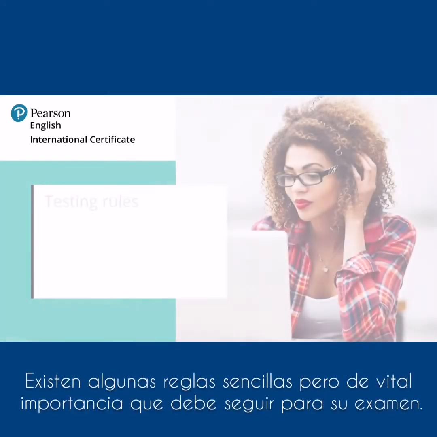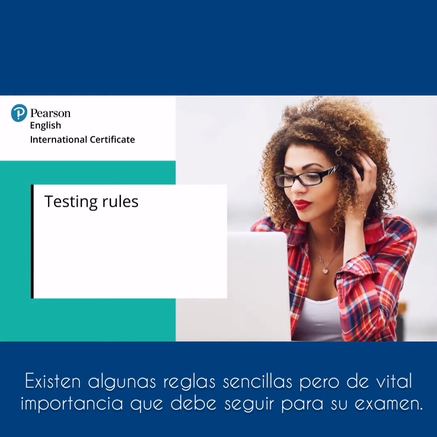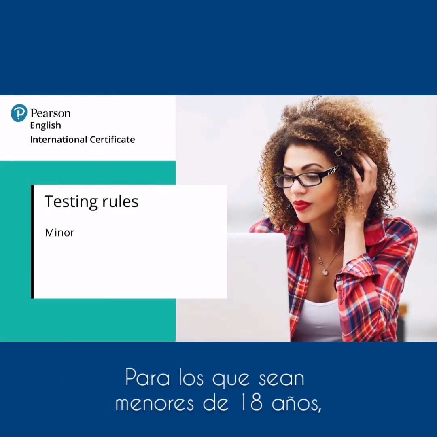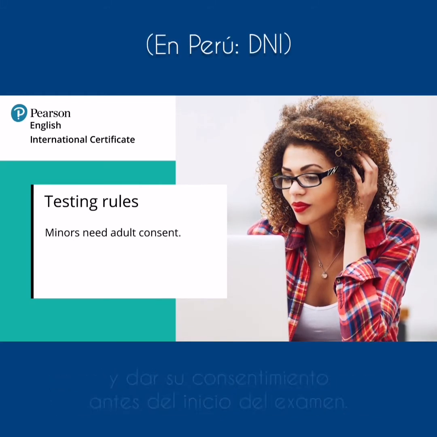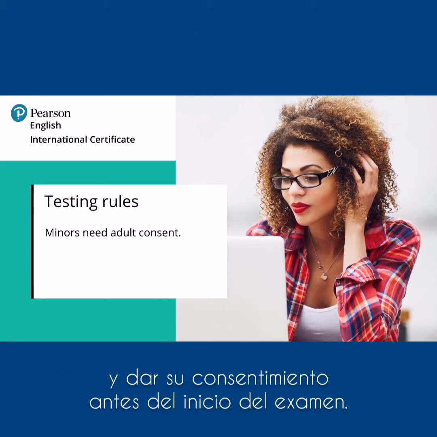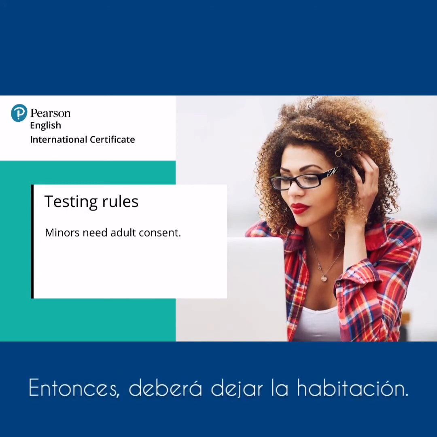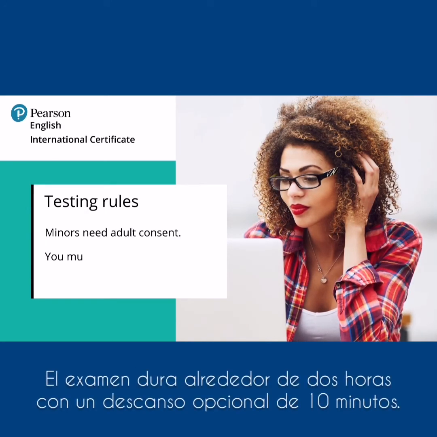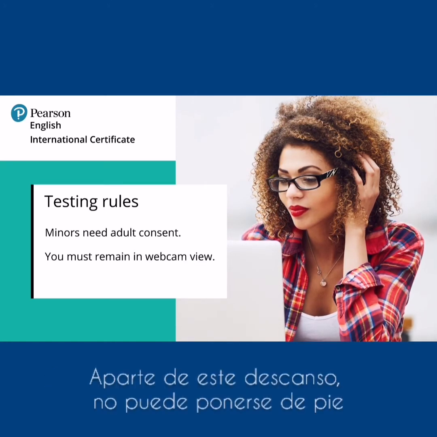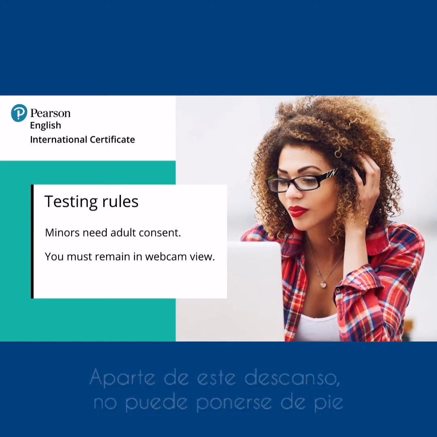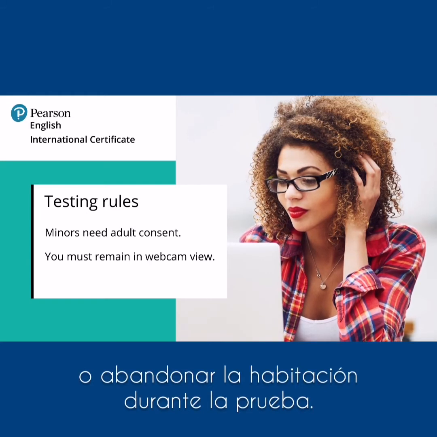There are some simple but critical rules to follow for your exam. For test takers who are under 18, an adult must be present to show their ID and provide consent before the test begins, and then they must leave the room. The test is under 2 hours long with one optional 10-minute break. Aside from this break, you may not stand up or leave your workspace during the test.